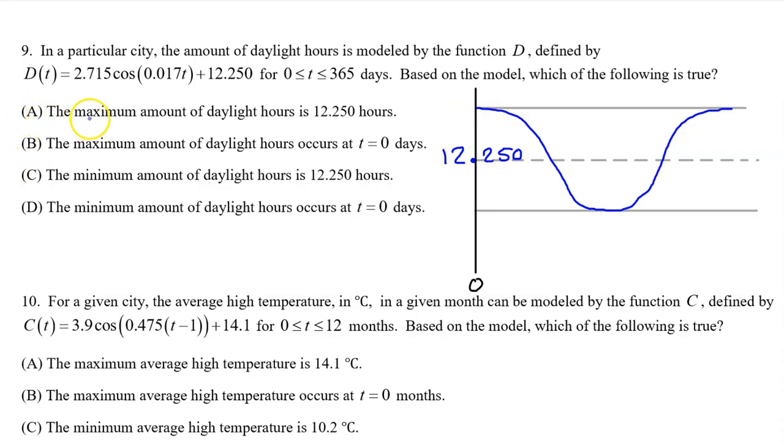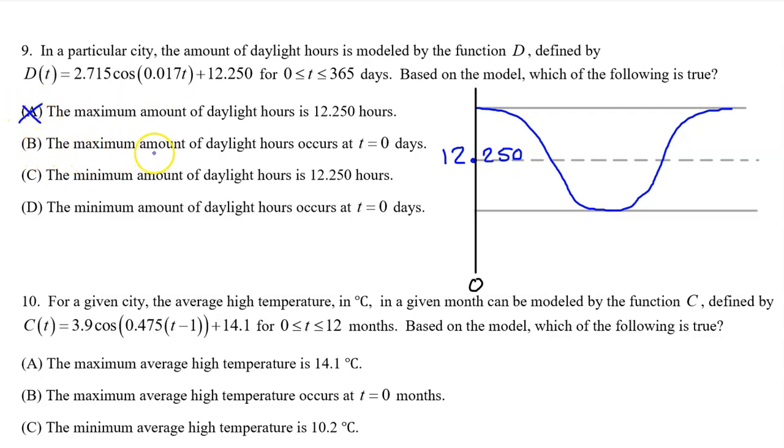Option A, the maximum amount of daylight hours is 12.250 hours. Nope, 12.250 is the midline, the middle number of daylight hours, not the maximum. So A is not the answer.